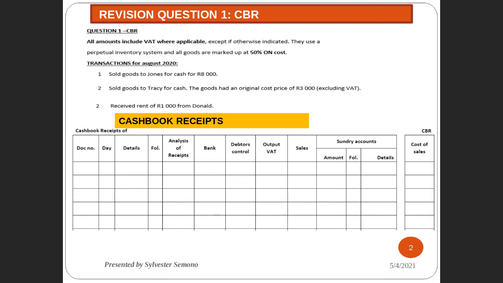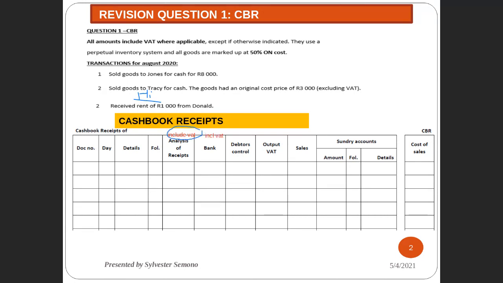I'm trying to write. Let me see what's happening here. I'm trying to find the text. Yes. So under this column, we always include VAT. Okay. So you include VAT.